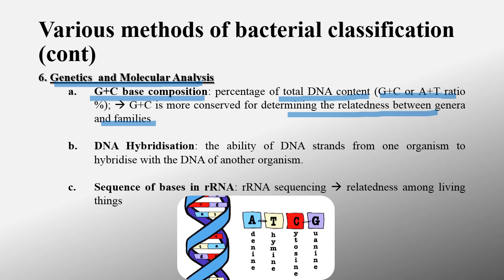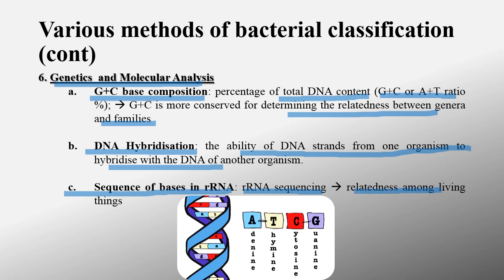The second method is DNA hybridization. This method is based on the ability of a DNA strand from one organism to hybridize with that of another organism. The more hybridized it is, the more related the two organisms are. The following method is the sequences of bases in rRNA. This way you extract all the rRNA from the organism and then sequence it, and you study how similar or related the sequence is to that of another living organism. If it's more similar, they are more related.